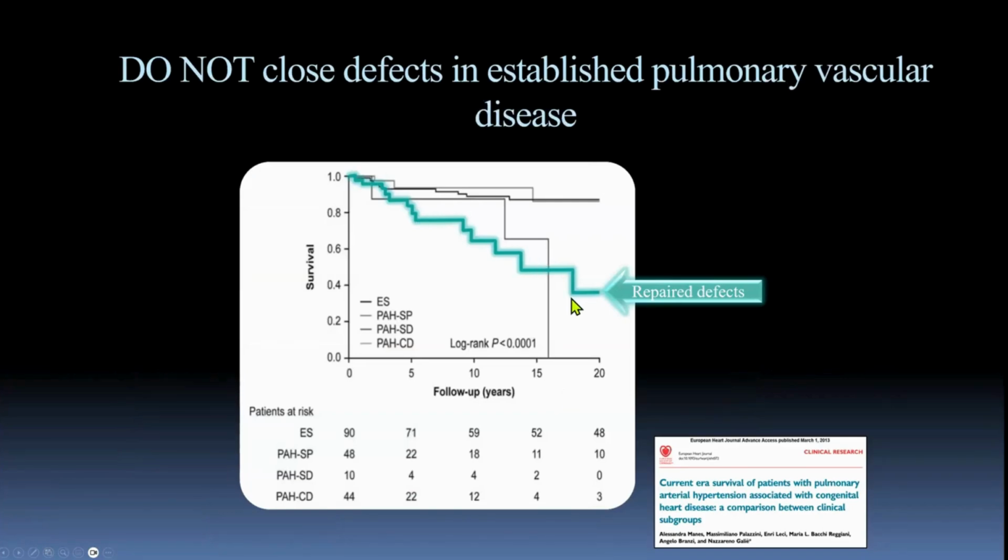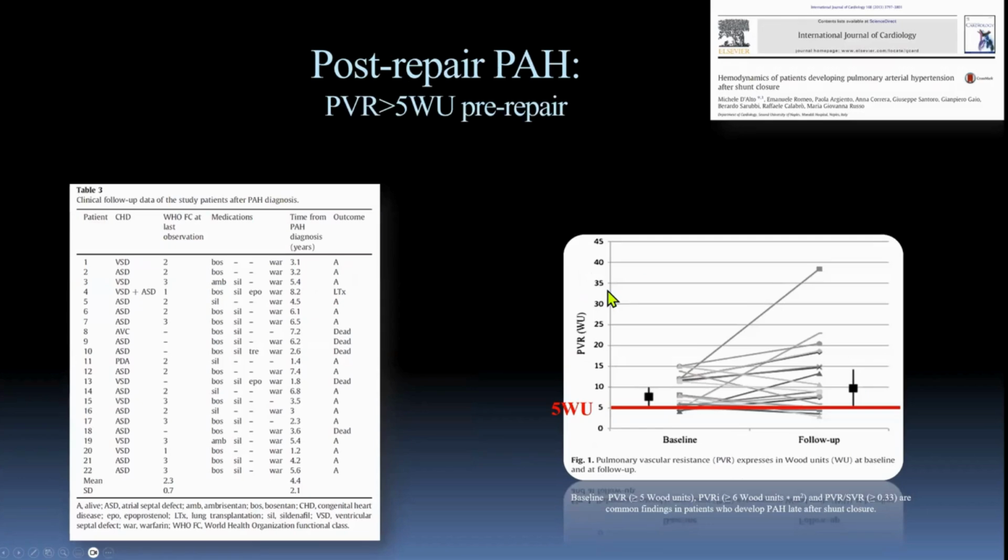This is data from Galiè's team, from Alessandra Manes, showing that if we compare the 4 groups, and remember D, PAH-CHD was the repair, then they have the worst outcomes because what you've done is you've closed the defect without allowing a relief valve, and they may do worse. So you don't want to get to that.